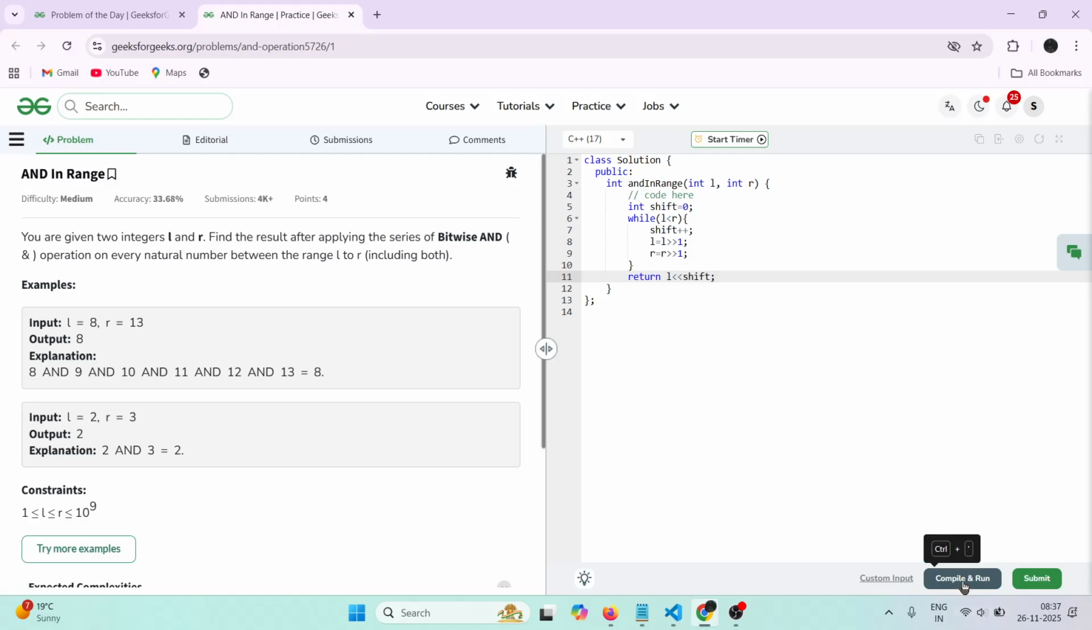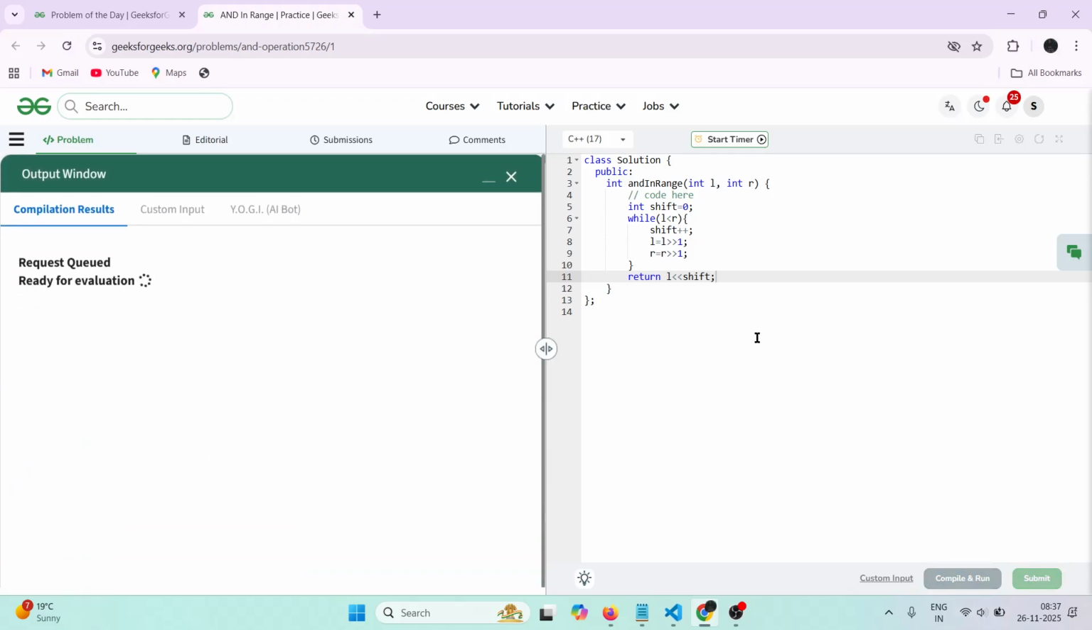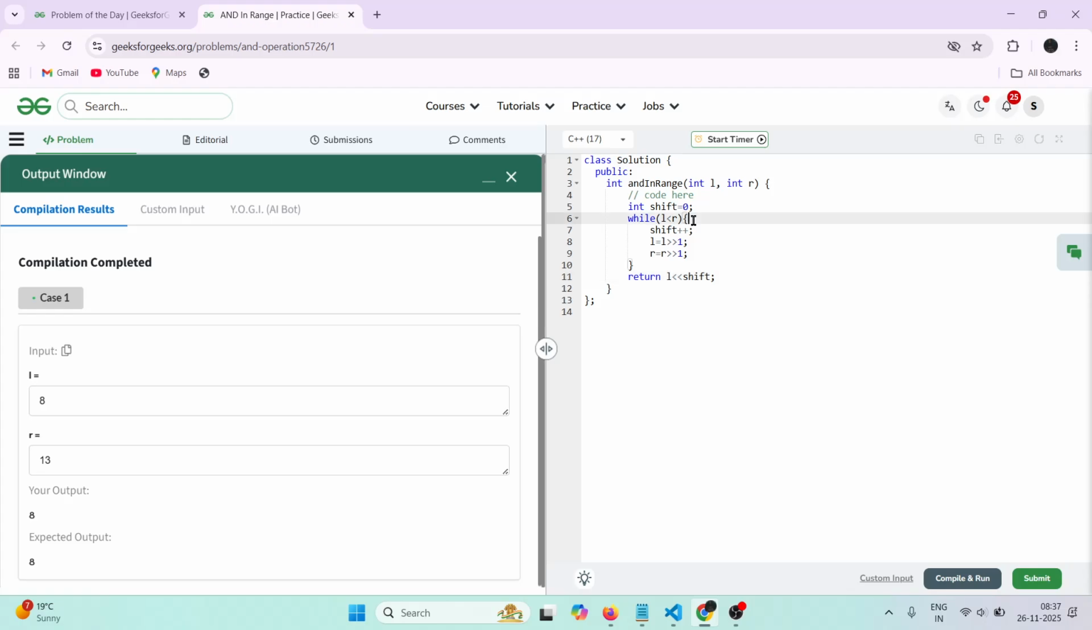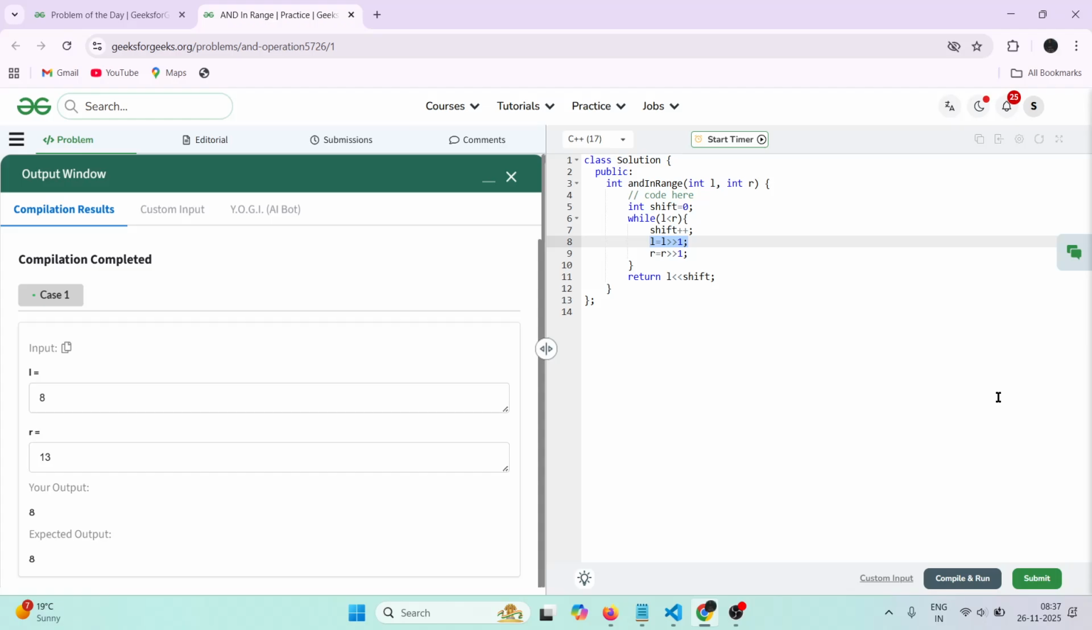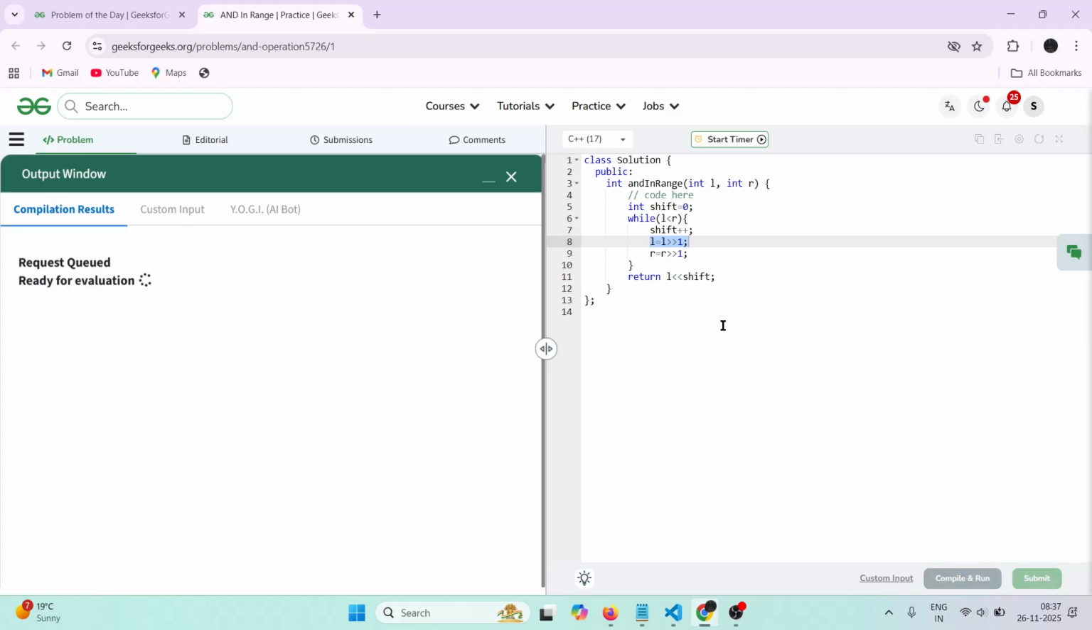Now if we talk about the complexity, whatever L and R is there, we are going to do the right shift. That means L by 2, L by 2. So this is going to be log n time complexity. We are not going to use any space. Okay, so space is 0.